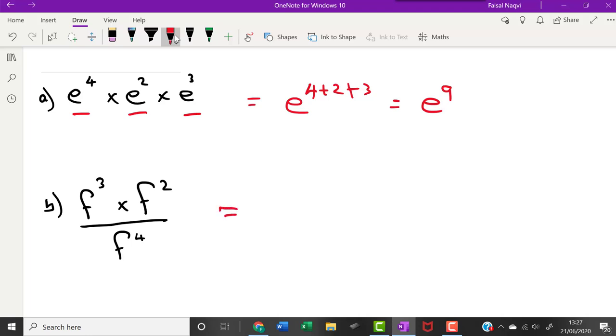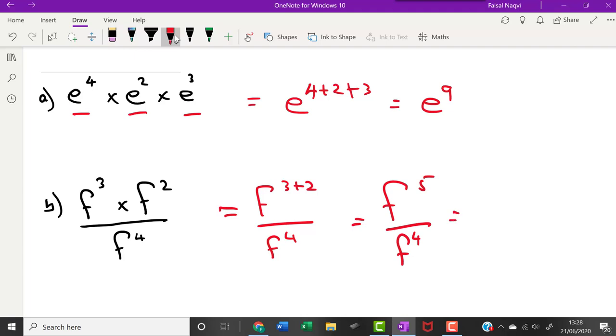In the second one, I've got f to the power 3 times f to the power 2. That's going to be f to the power 3 plus 2, and all of that is divided by f to the power 4. If I simplify that, f to the power 5 divided by f to the power 4. And I can simplify that the quick way, which is f to the power 5 take away 4, which is f to the power 1. But we don't write f to the power 1, we just write f.